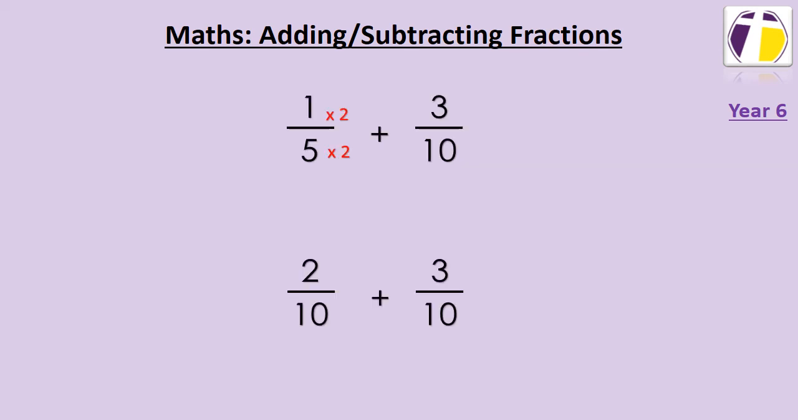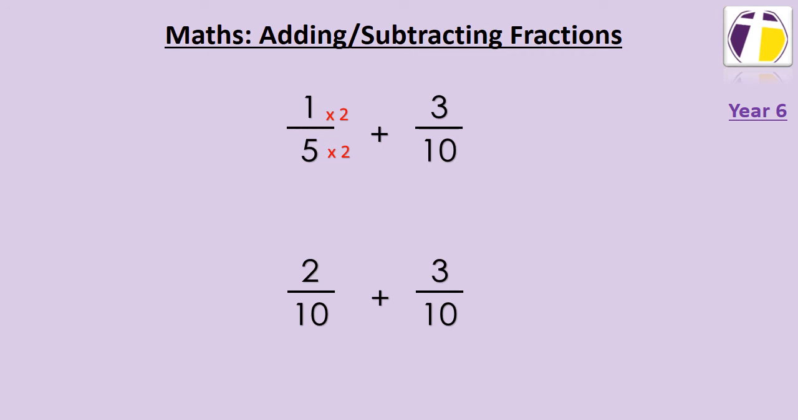When we are adding fractions with different denominators, we again need to find a common denominator, and in this case the common denominator is 10. 1/5 multiplied by 2 is 2/10. We multiply the numerator by 2 and the denominator by 2. 3/10 stays as 3/10, because to get from 10 to 10 we are multiplying by 1, and we multiply the numerator by 1 also. We can then easily add these fractions up.